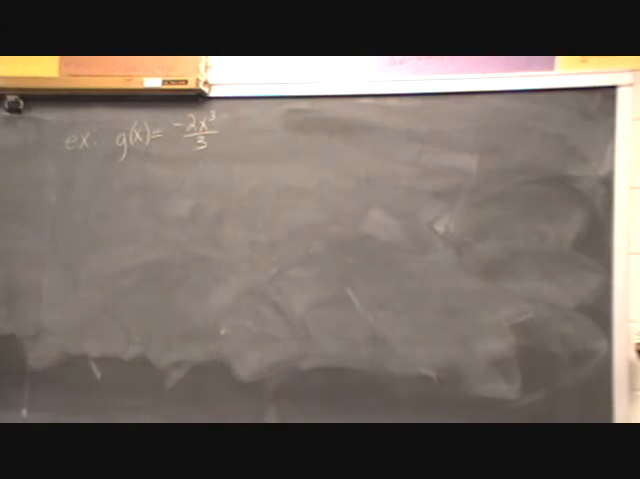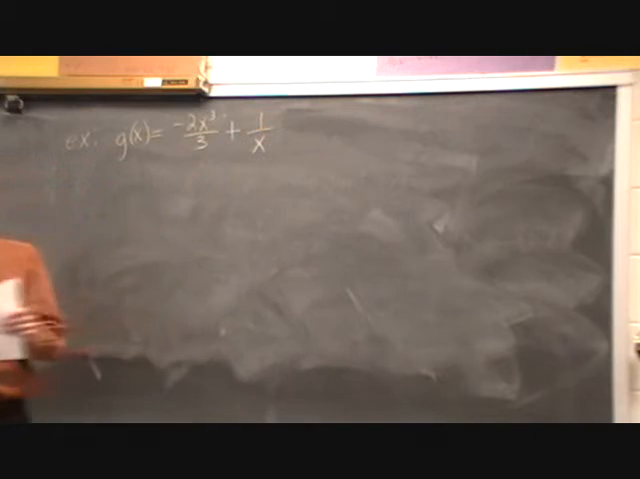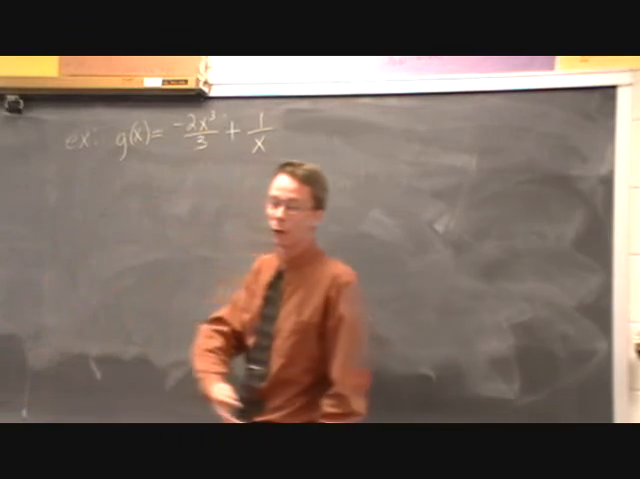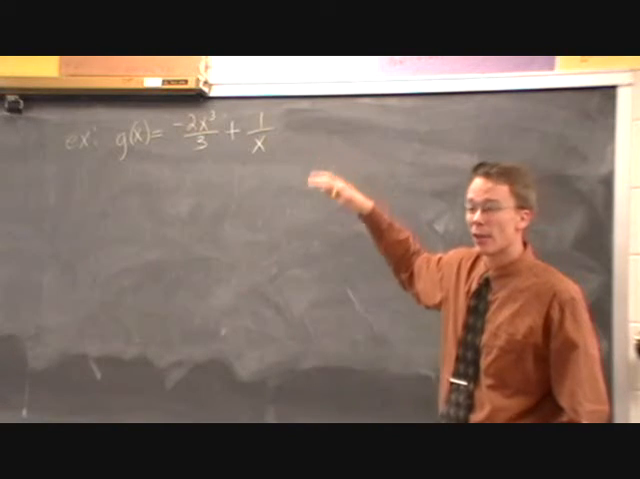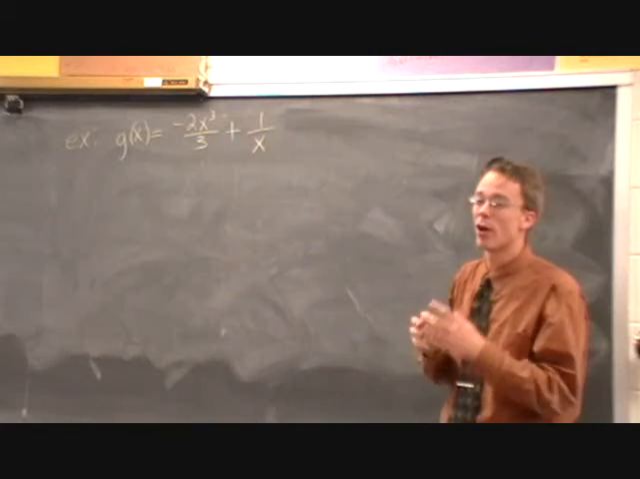We got g of x is negative 2x cubed over 3 plus, I think someone mentioned this before, 1 over x. We want to find g prime. Now, before you actually tear in and start differentiating this thing, it's probably going to be better to rewrite it so that your x's are all to a power.